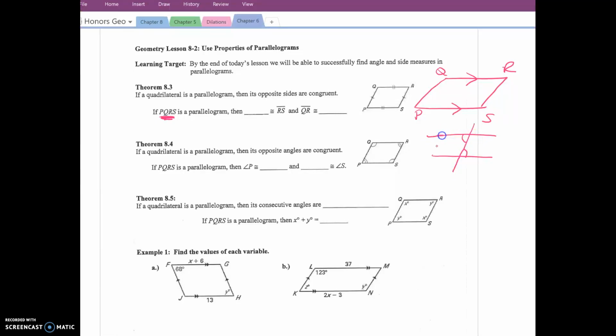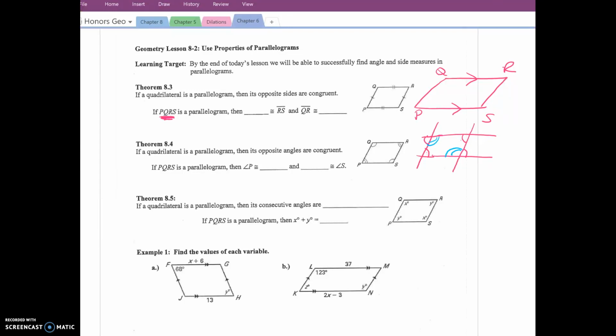So if I cut this with another transversal, I would again have these same angles congruent. And so you can see that the opposite angles here are congruent. You can also see that these opposite angles are congruent. Okay. And you should remember the word consecutive when we talk about parallel lines cut by a transversal. So all of these things are going to come back.